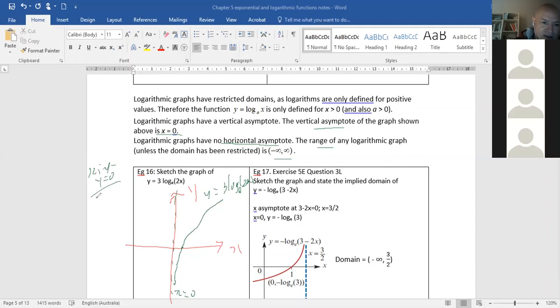And we're going to get 0 equals 3 log e of 2x. So we get 0 equals log e of 2x. So e to the power of 0 equals 2x. E to the power of 0, of course, is 1, so that equals 2x, so x will equal a half. So this is a half and 0. So make sure we show that as well. Any questions on example 16?